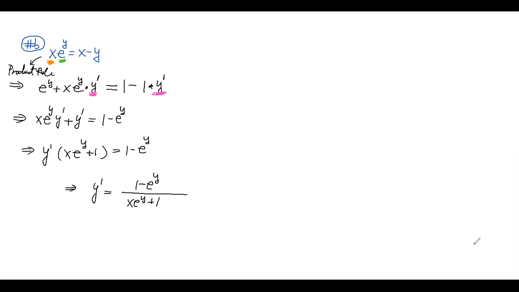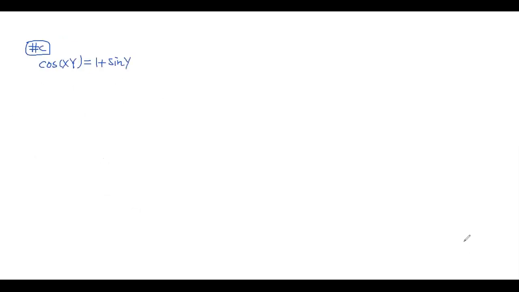All right, now let's take a look at the next one here. So this is cosine(xy) = 1 plus sine y here. All right, okay, so let's see here. Cosine. Here we have a lot of chain rules. You need to be careful. What is the derivative of cosine? The first thing is I need to take the derivative of cosine. Cosine is negative sine(xy), correct? Then after that, what do you need to do here? You need to do the chain rule inside.